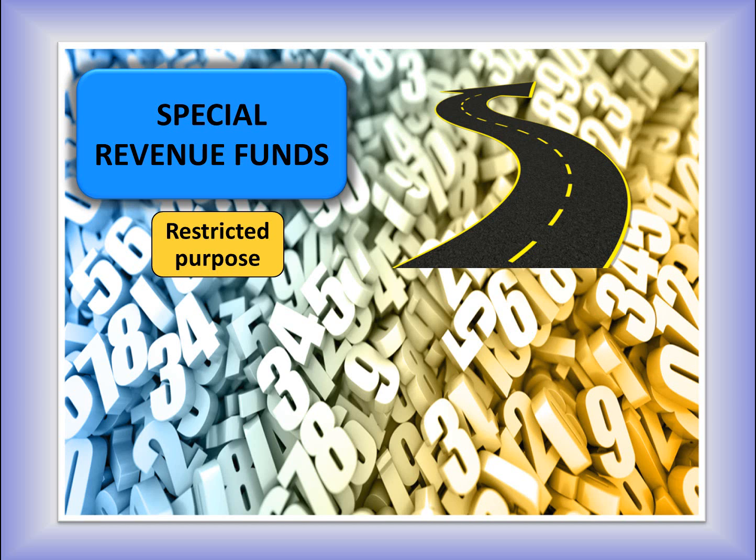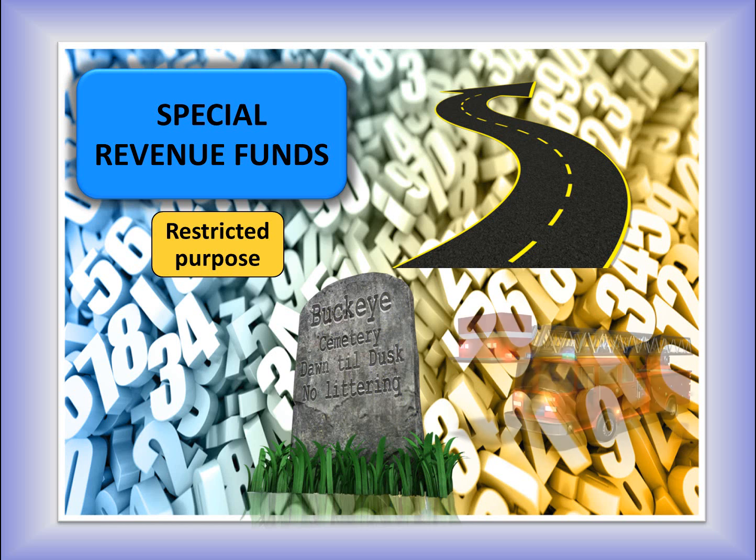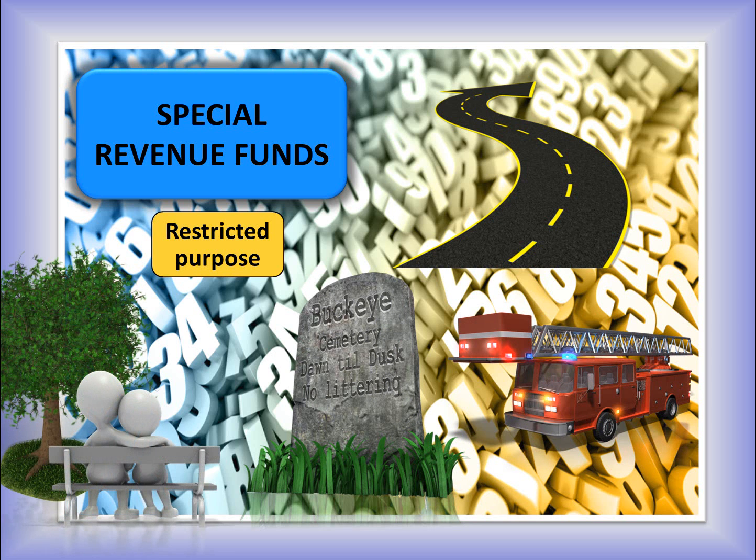Within the special revenue fund type are levies for operation, such as cemetery, fire, public park, and others. These locally voted levies are special revenue funds. The language of the levy authorizes the use of the money. Therefore, you must always look to your own entity's levy language to determine how the money can be spent.